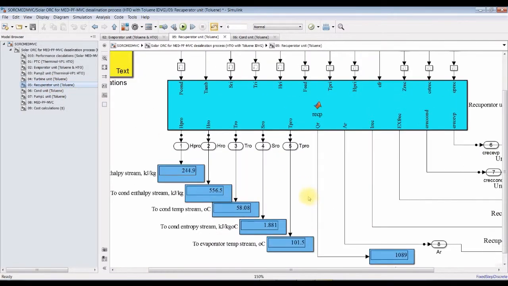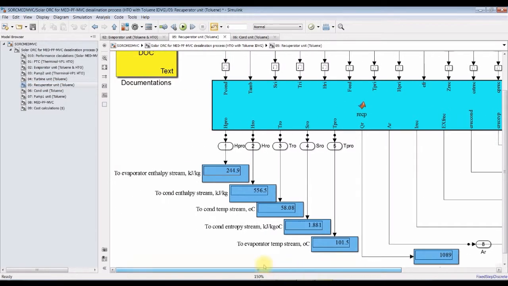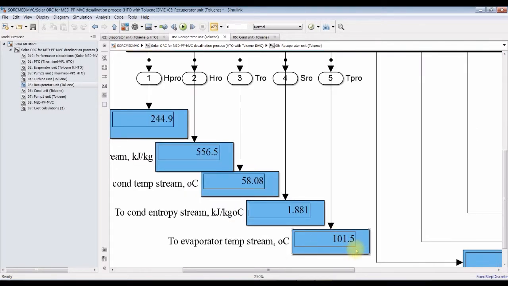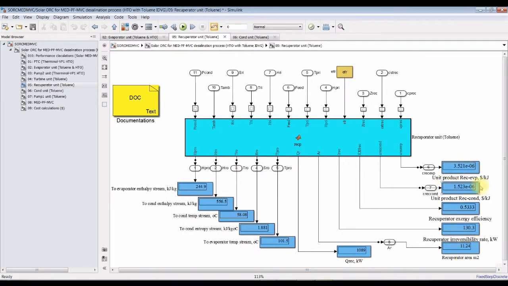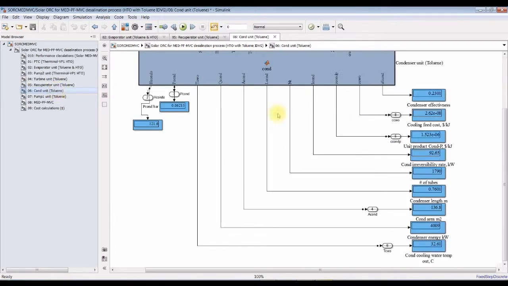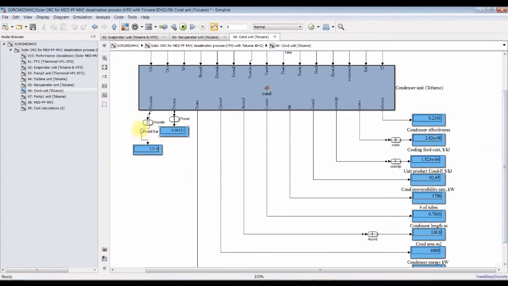Recuperator unit, okay, this is the recuperator unit. This is to the evaporator inside. This is the pump stream. This is for the condenser enthalpy, and this is the stream going to the condenser, and this 101 is the preheated feed, the preheated stream from the pumping unit. This is the preheated feed from around 100, and so thermal energy, exergetic stream, areas, and so on. And this is the condenser unit, condensation temperature, pressure.